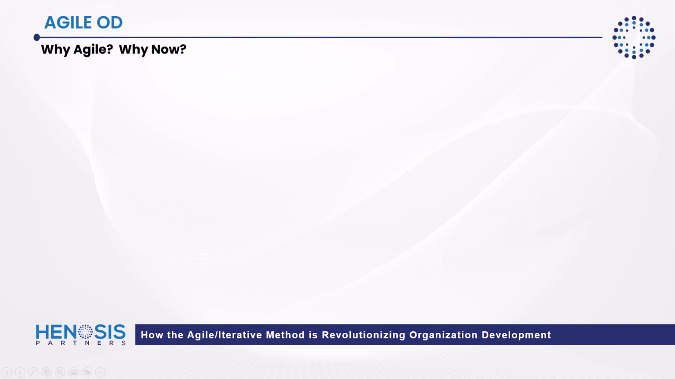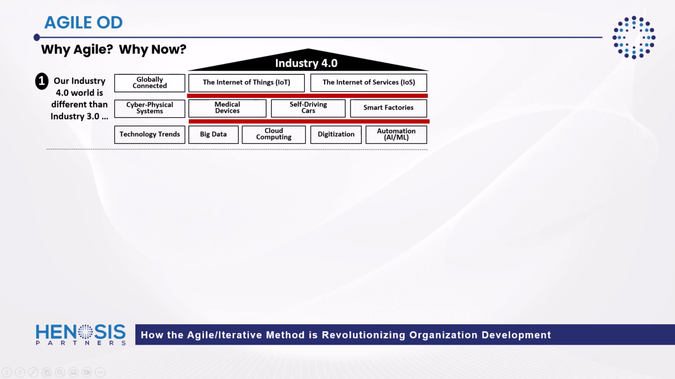Next, we address the question of why Agile and why now. Well, one reason of why Agile, why now, is that today we operate in an Industry 4.0 world, a world that is characterized by being globally connected. Globally connected through the Internet of Things, and increasingly the Internet of Services. It's also a world characterized by cyber-physical systems. Medical devices, for example, are increasingly integrating greater and greater amounts of technology, and those devices being implanted within humans.